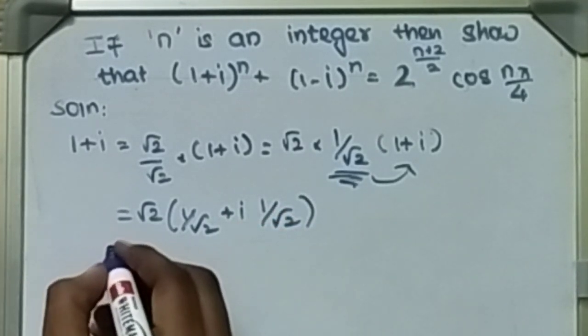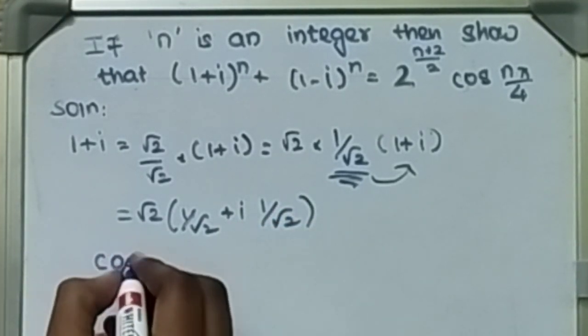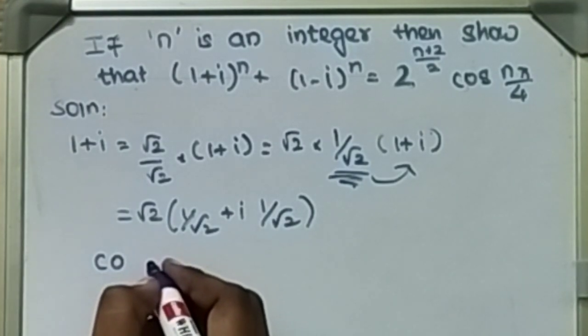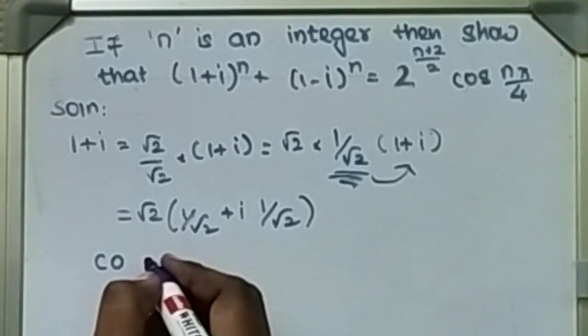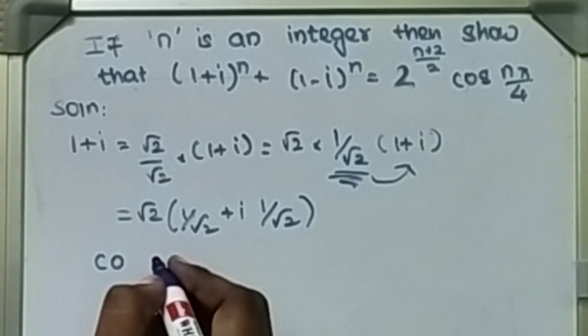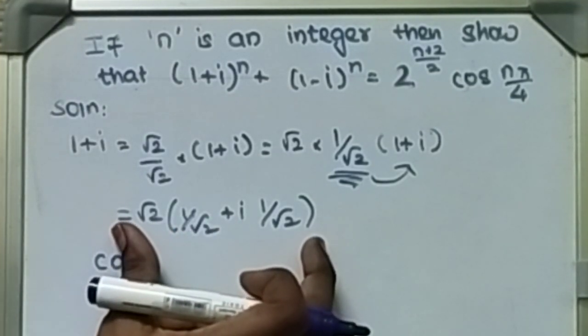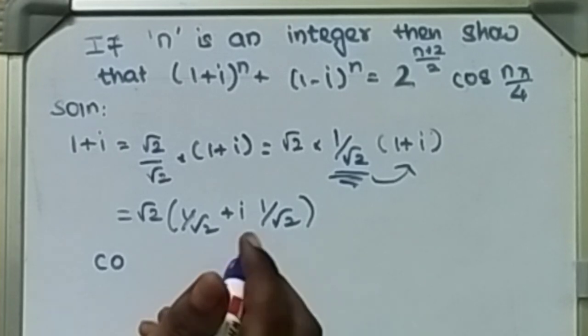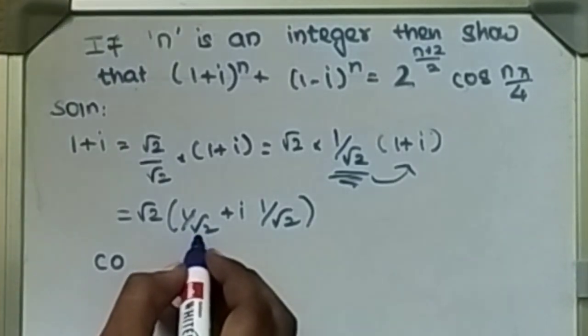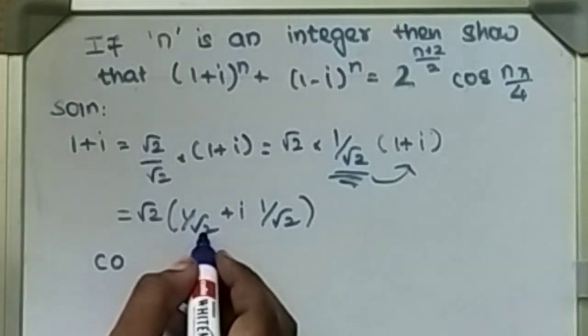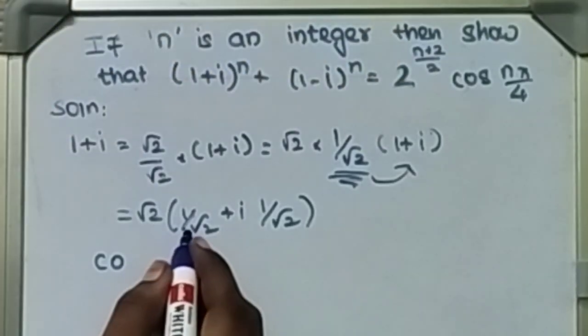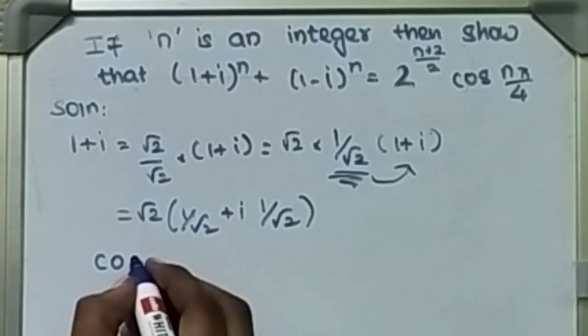Clear? Clear. So we are going to use de Moivre's theorem. What is de Moivre's theorem? (cos θ + i sin θ)^n equals cos nθ + i sin nθ. So we have to make this term in the form of cos θ + i sin θ. So I am going to replace 1/root 2 in cos θ format.